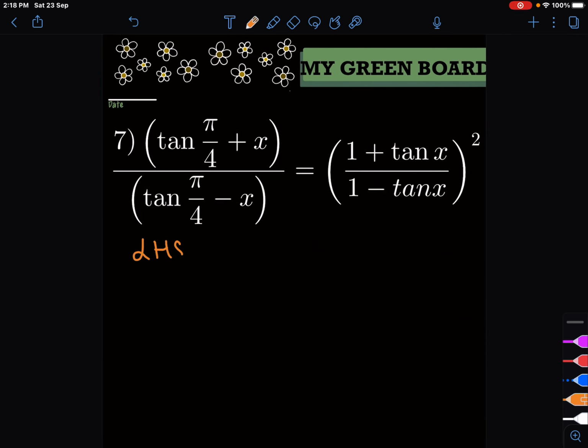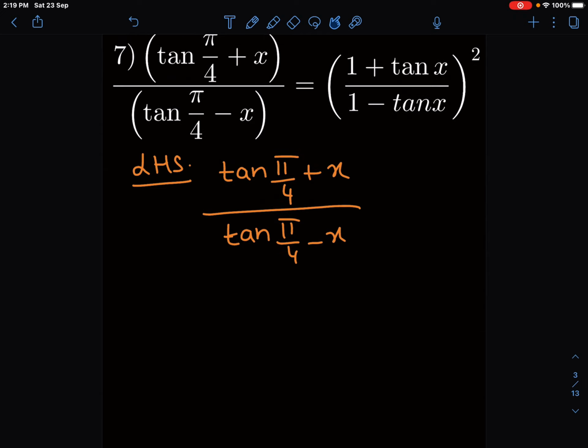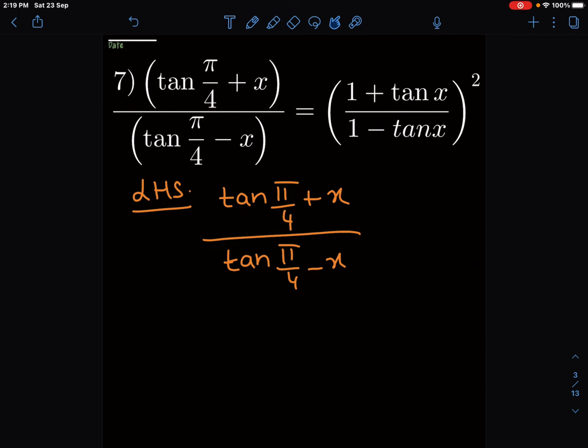So the LHS we have is tan of pi by 4 plus x, tan of pi by 4 minus x. I am just writing this LHS again. So this is the left hand side. Now children, just think what formula we can apply here. We can apply the tan of a plus b formula, since this is in the form of tan a plus b.